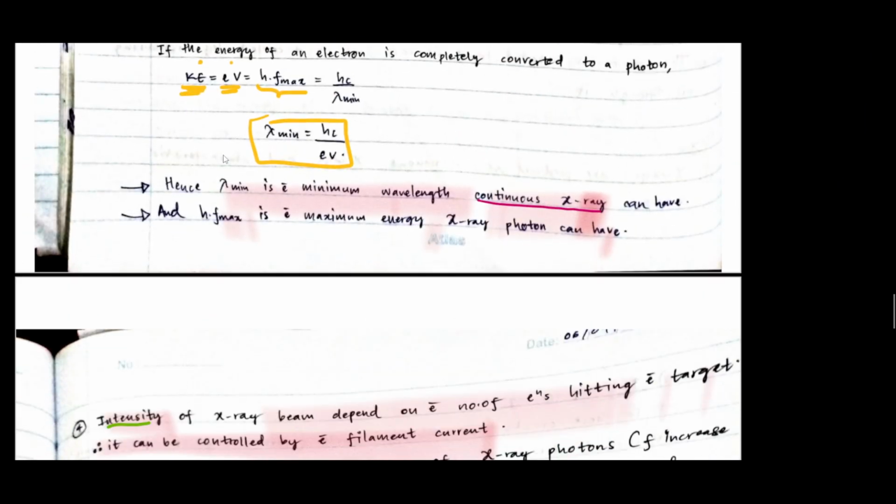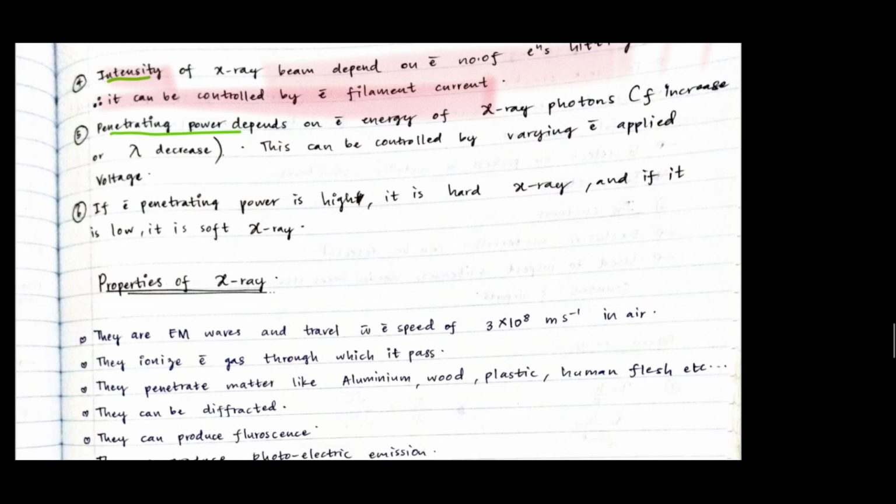Next, we have the penetrating power. So what does this penetrating power depend upon? When the electrons have more energy, they will release photons with higher energy. So when photons have more energy, they can penetrate a lot. So penetrating power depends on the energy of the X-ray photons. If f increases or lambda decreases, either way we can increase the penetrating power.